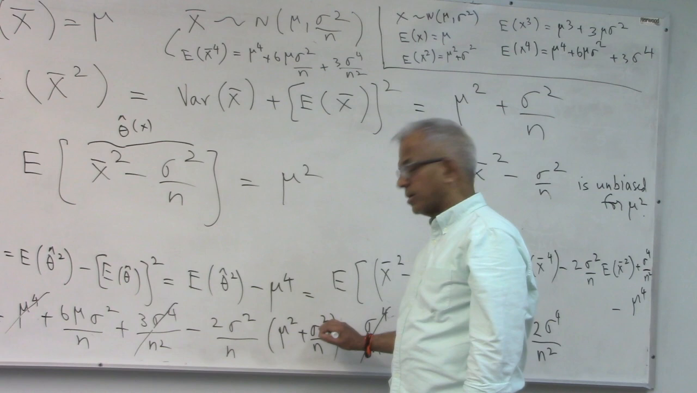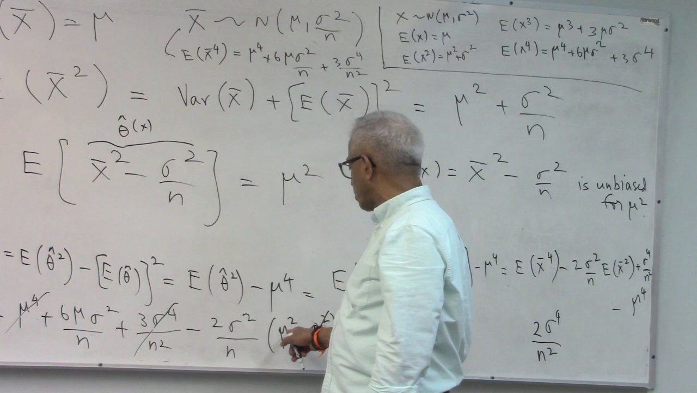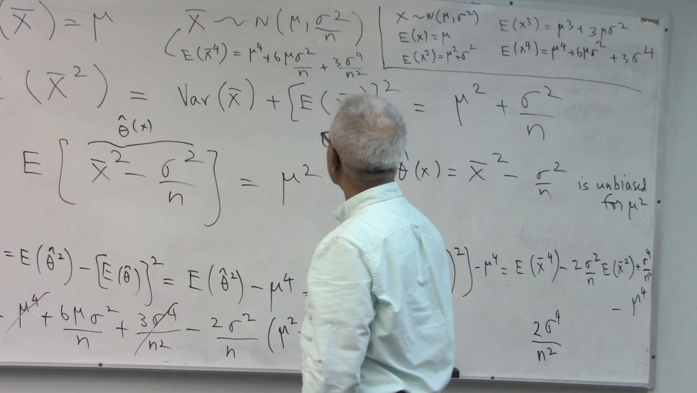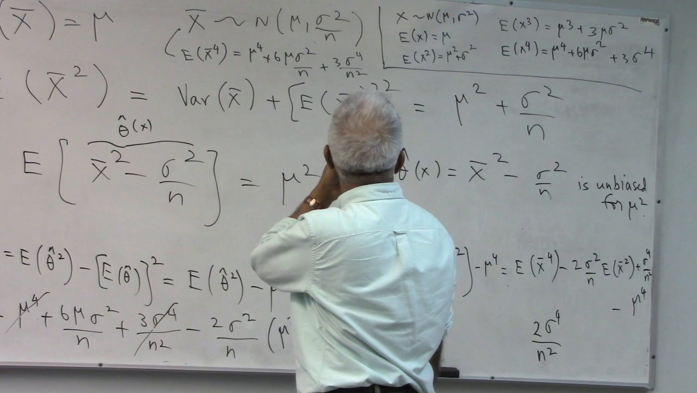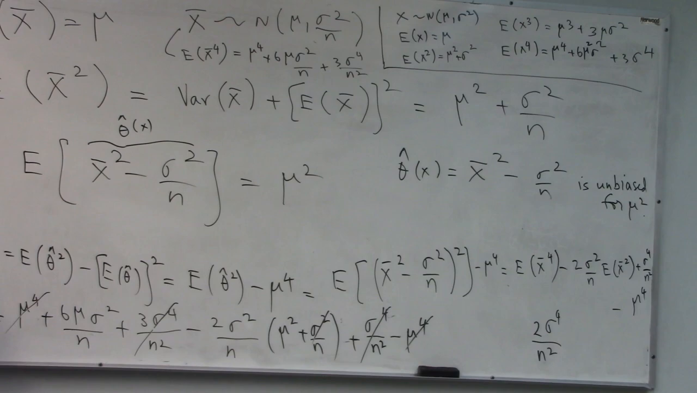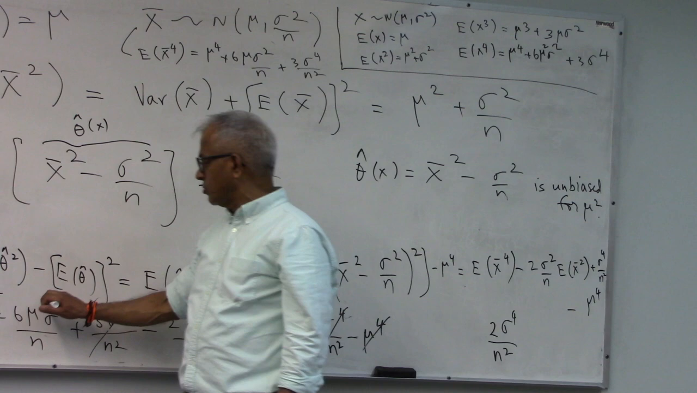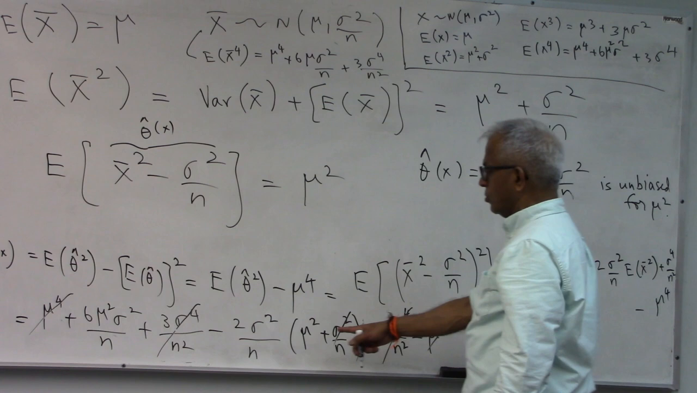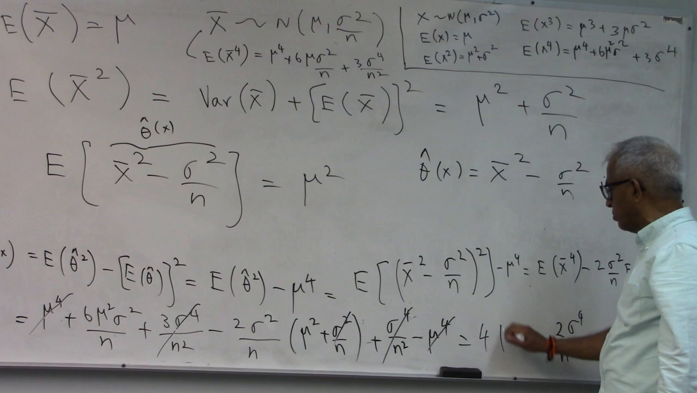Then what is remaining? You have 2 sigma squared mu squared over n. 6 mu squared minus 2 mu squared. Where is the mu squared coming from? I think it's mu squared. Let me double check, right? You are right, that was mu squared. So 6 mu squared will cancel with 2 mu squared, so you'll get 4. I remember that's the result, I think. It's 4 mu squared sigma squared over n.